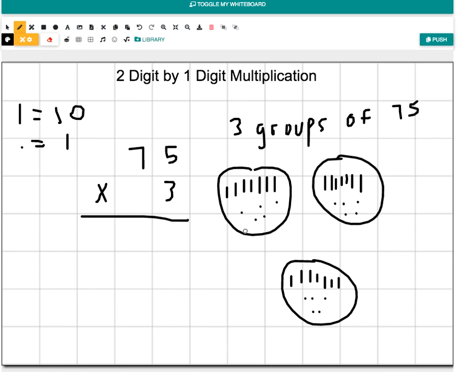Now we have to count these up. So we already know in one circle there is 75. So we don't have to count the first circle. We know it's going to be a 75.